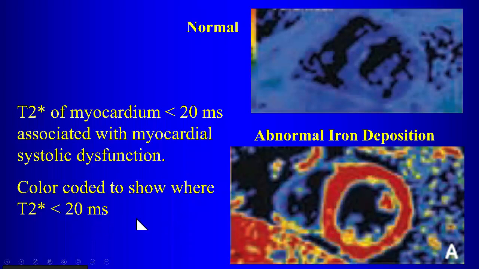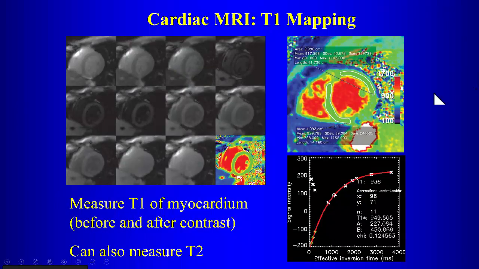Usually, since it's a diffuse abnormality, what we usually do is just take an area of interest in the interventricular septum and measure the T2 star time constant of that, and as long as it's greater than 20 milliseconds, then the patient does not have iron overload. Again, you can usually tell on your images too. You saw how the liver can look dark and the myocardium can look dark. So usually you have some clue, even before you do this, that there's something abnormal with the myocardial iron deposition. All right. Okay, so let's move on now.